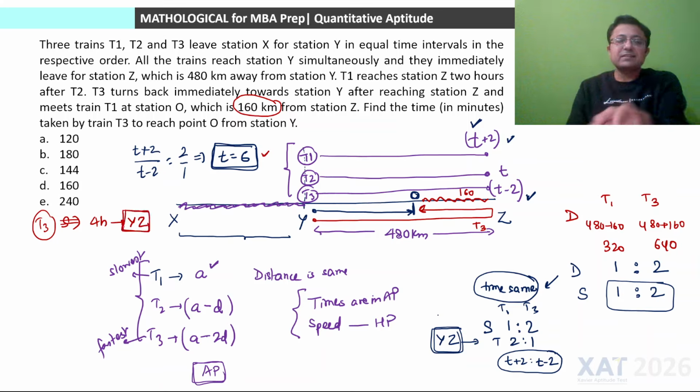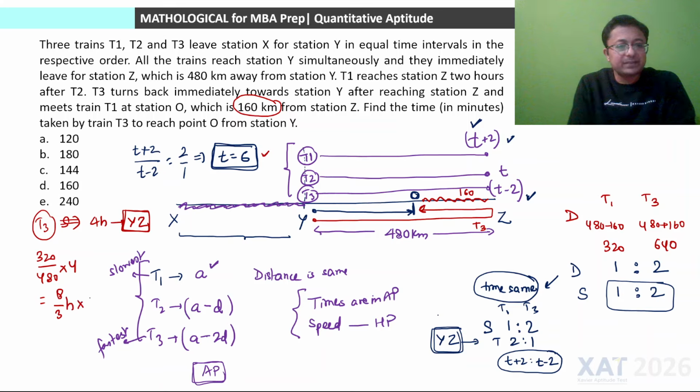और YZ डिस्टेंस इज 480 और ZO डिस्टेंस इज 160, 480 minus 160, तो टाइम टेकन विल बी 320 अपॉन 480 और 2/3 into 4, so 8/3 hours, to multiply by 60, so 8/3 into 60, 8 into 20, 160 minutes will be taken. Option D will be the answer.